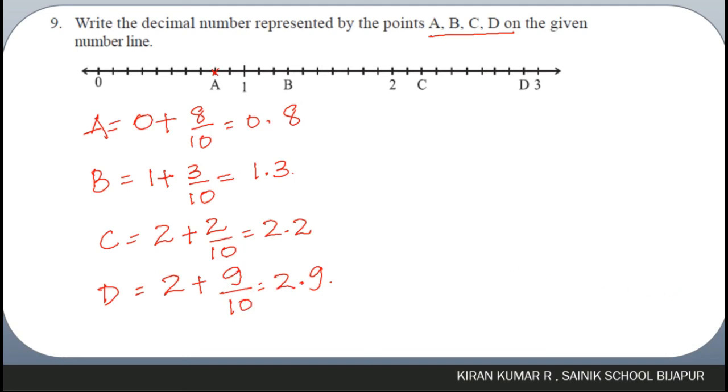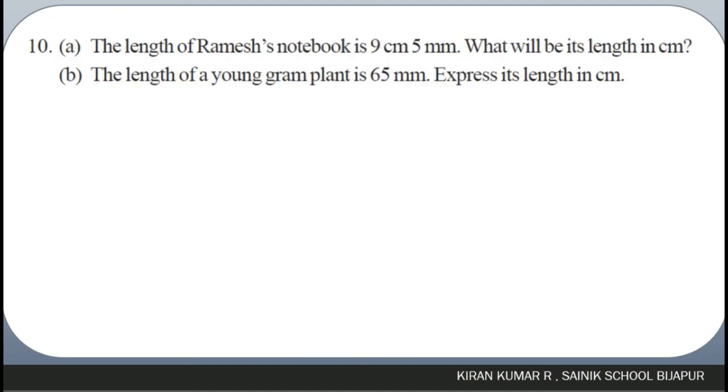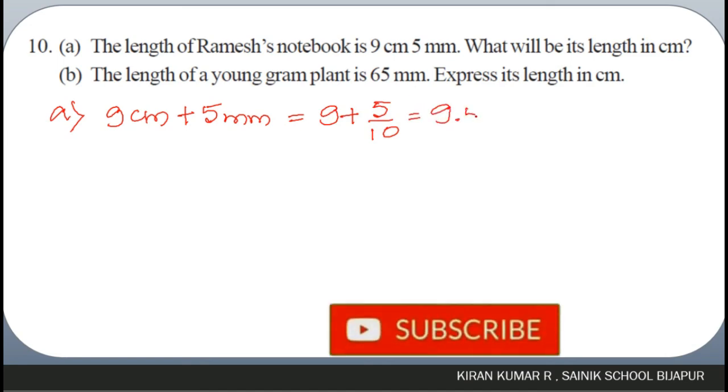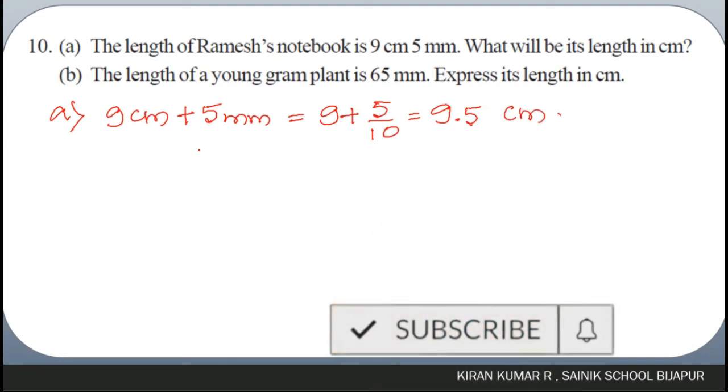Next, last question. Question number 10. The length of Ramesh's notebook is 9 centimeter 5 millimeter. What will be the length in centimeter? So I need to express in terms of centimeter. 9 centimeter plus 5 millimeter will be the same as 9 plus 5 by 10. To convert millimeter to centimeter, we need to divide. So I get 9.5 centimeter.